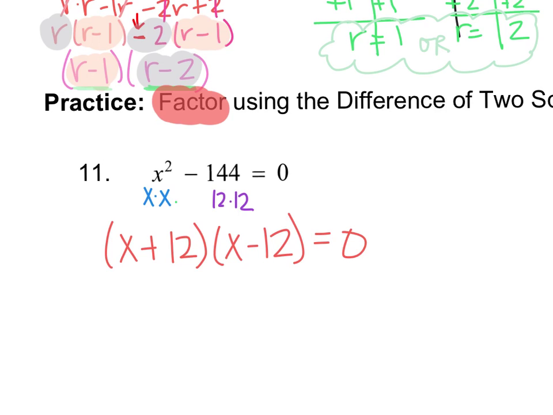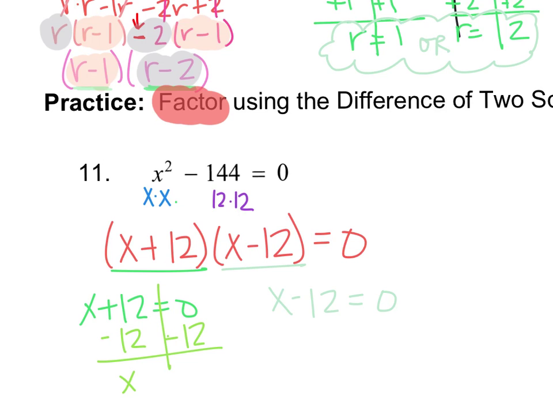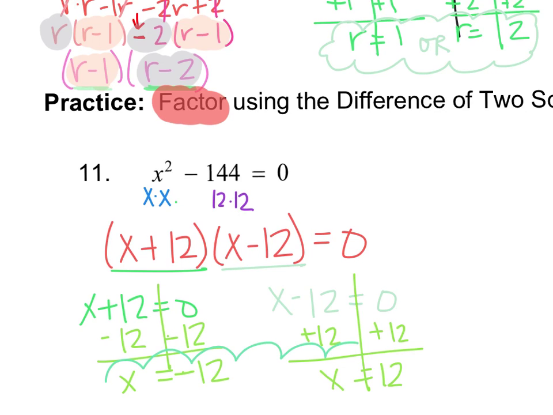So then when I go to solve this, I'm going to take each parentheses, x plus 12, and set it equal to 0, and then do the same thing with the other parentheses, x minus 12, and set it equal to 0, and I'm going to solve. Well, to get x by itself for the first one, I'm going to subtract 12 from both sides, and I'm going to get x equals -12. And then for the second one, to get x by itself, I'm going to add 12 to both sides, and I end up with x equals +12. So my 2 answers are x equals +12 or x equals -12.